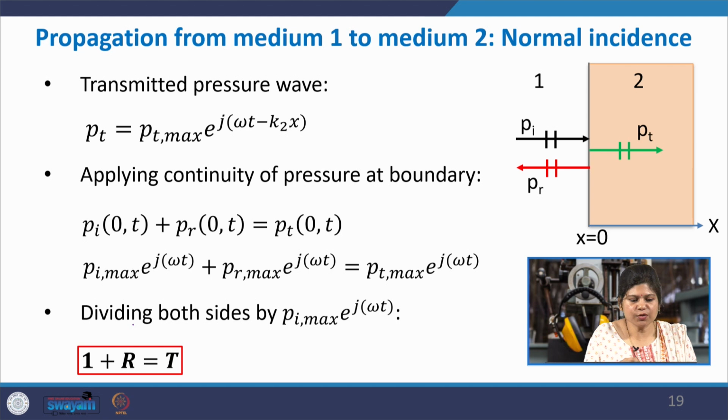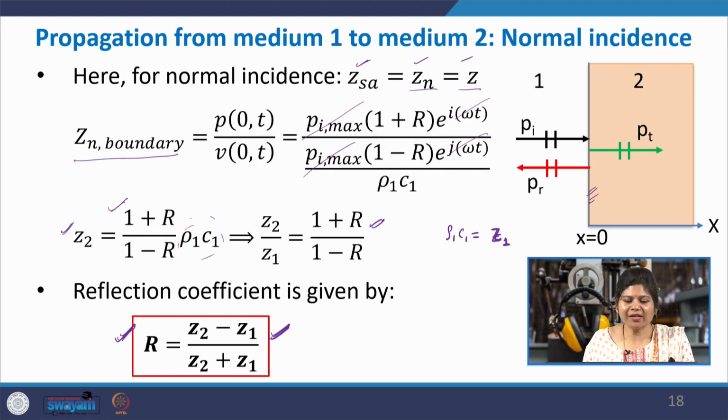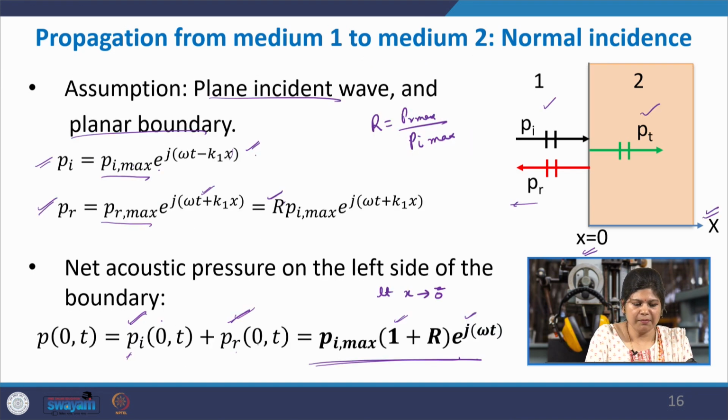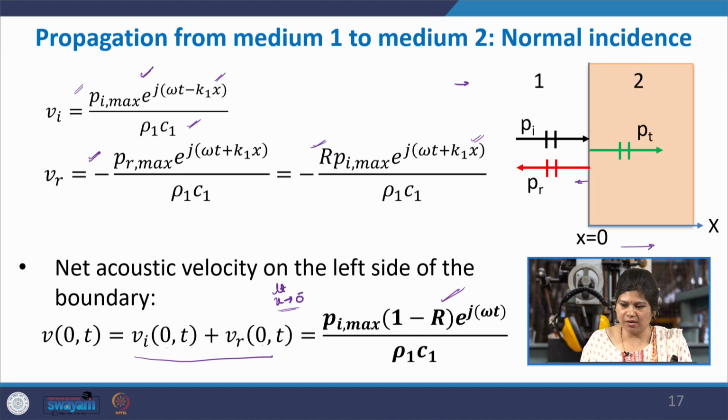Now let us take the format of PT, the acoustic pressure of the transmitted wave. It has this amplitude, and the transmitted wave is also travelling in the positive x direction, so we have a minus sign and then some component K2. Why are we taking different K's for the two media? For Pi and Pr we have taken K1, and for the second medium we are taking K2. Why? Because these are two different media. The transmitted wave is in medium 2.